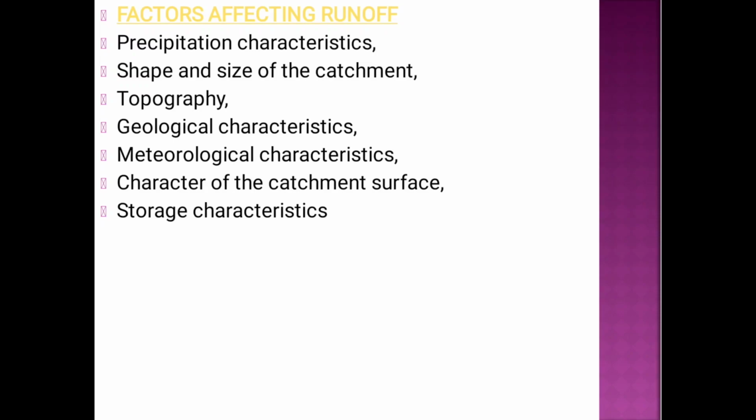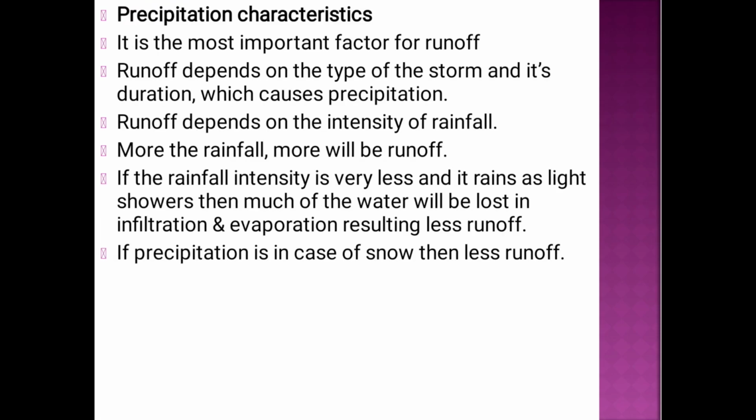And these are the factors which affect runoff. First one, precipitation characteristics, shape and size of the catchment, topography, geological characteristics, meteorological characteristics, character of the catchment surface, and storage characteristics. First one, precipitation characteristics. Precipitation is the most important factor for runoff. Runoff depends on the type of storm and its duration which cause precipitation. Runoff depends on the intensity of the rainfall. The more the rainfall, the more the runoff.